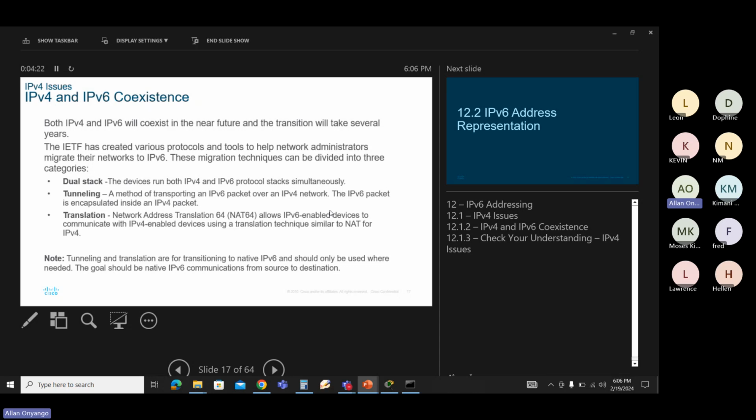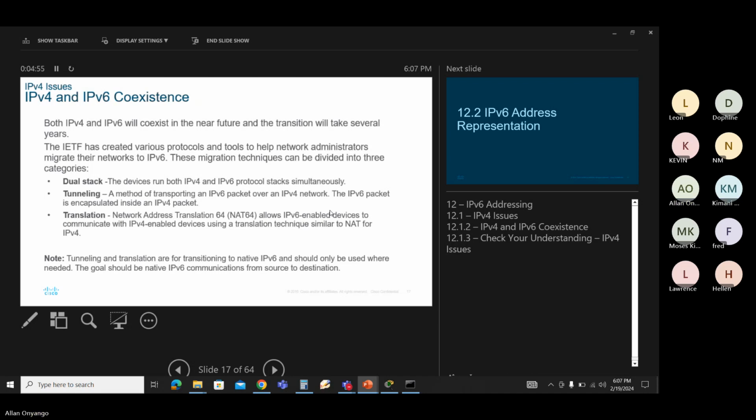So this is similar to NAT for IPv4, but it's not NAT, because NAT is used very differently from the way we use NAT64. NAT64 is for transition to IPv4, IPv6. But the normal NAT is for translating private addresses to public addresses, or public back to private. So these three strategies are being used for the transition from IPv4 to IP version 6.